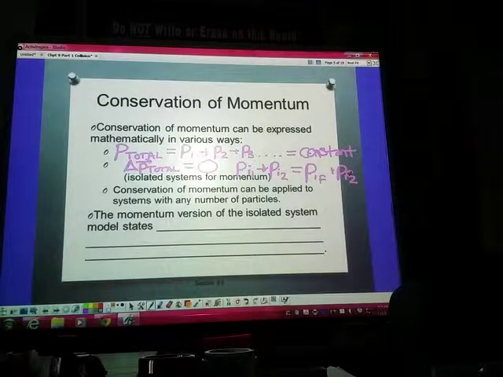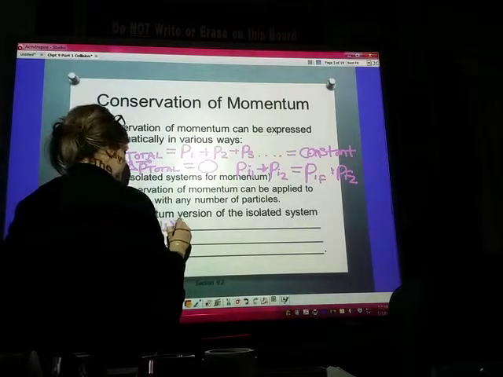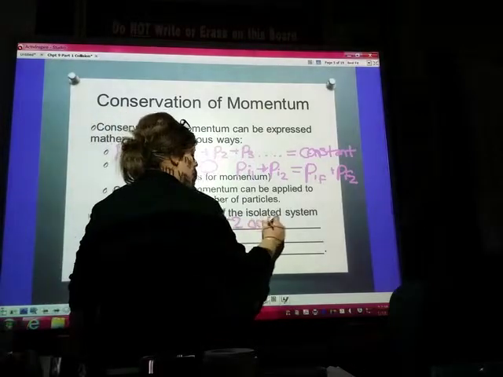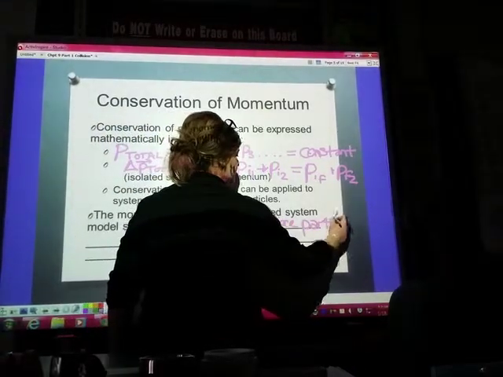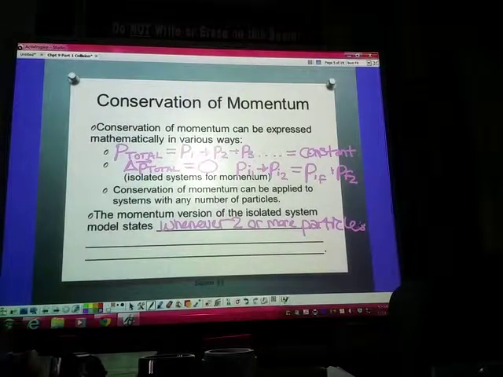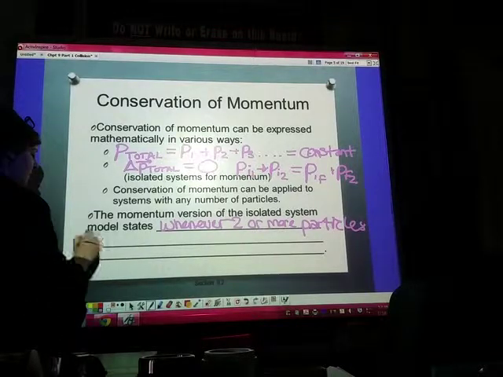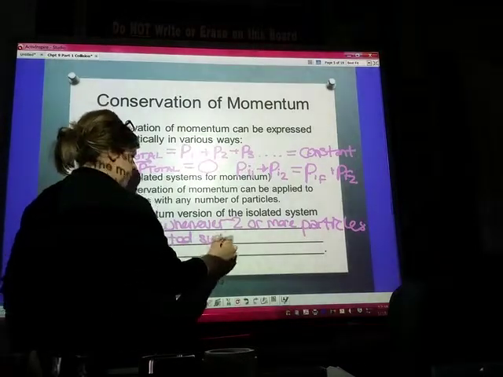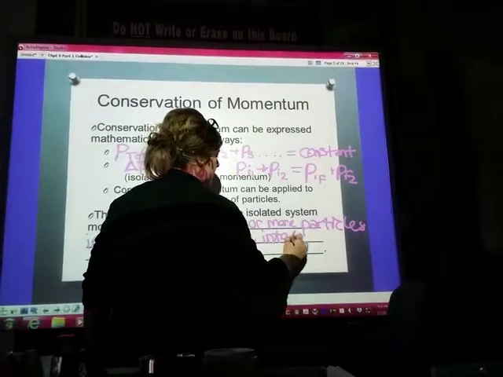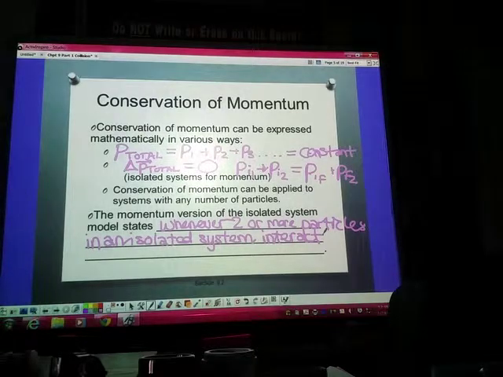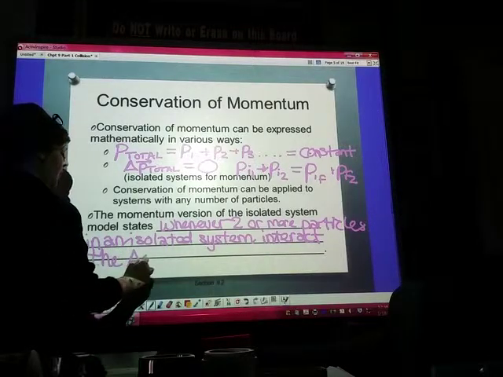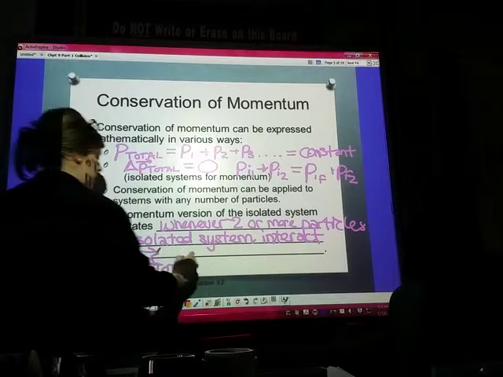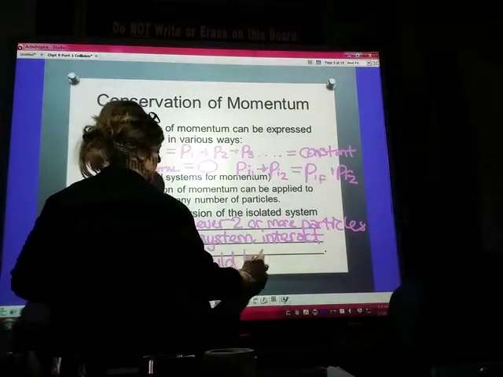The momentum version of the isolated system model states, whenever 2 or more particles in an isolated system interact, the total momentum should be constant.